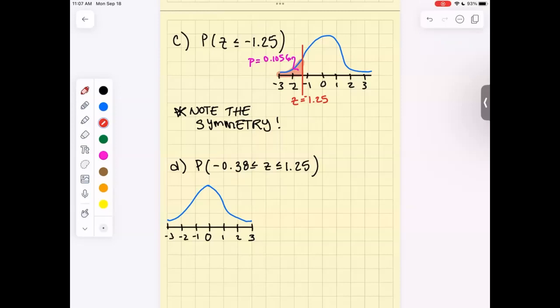I think we have to create A and B. You have to do what? Like 2 points. Uh-huh, 2 points, very good. So let's draw a line at both places, negative 0.38. It's like here-ish. And positive 1.25, that's like here.